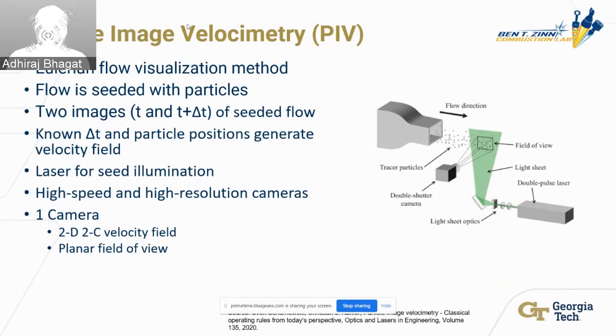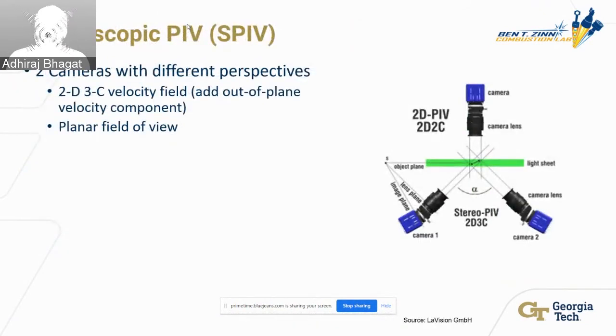But if you want to go a little further than that, and you want a three-component velocity field, you can use what's called stereoscopic PIV, in which you have two cameras that have slightly different perspectives, so they're at an angle, and they image every particle a little differently because they're obviously viewing from a different angle. So this helps us resolve the third component, which is the in or out of plane component of the particles being imaged.